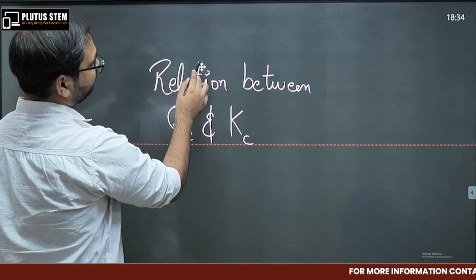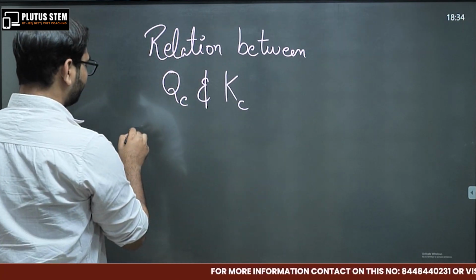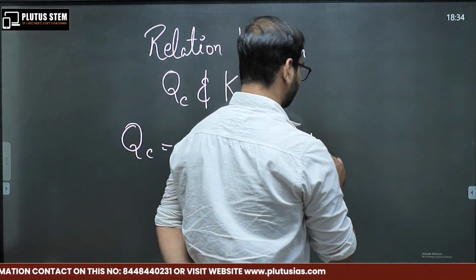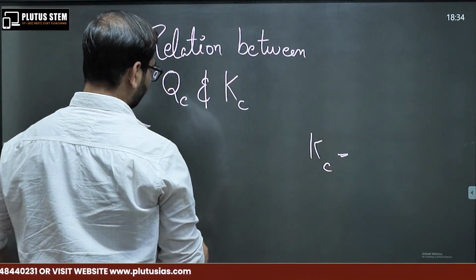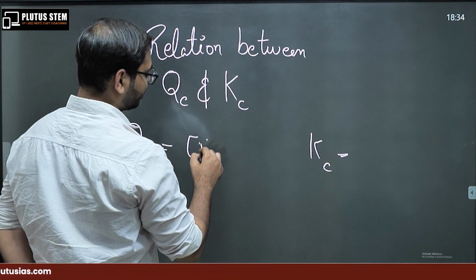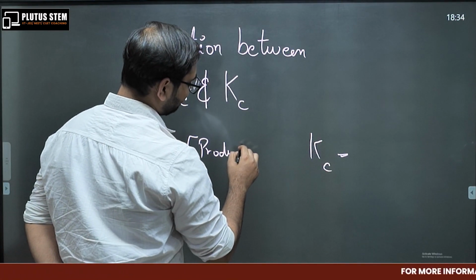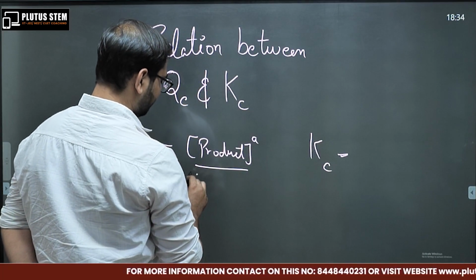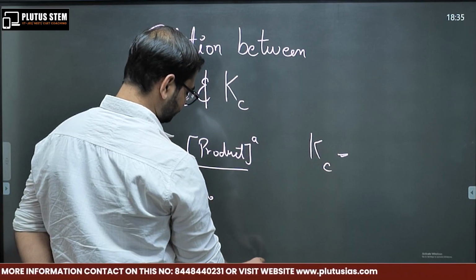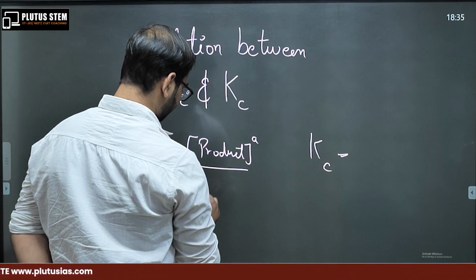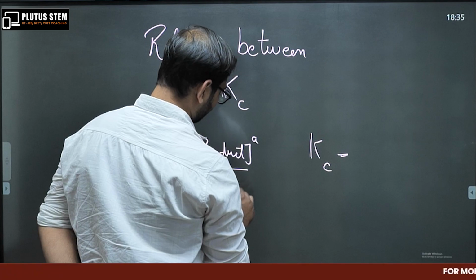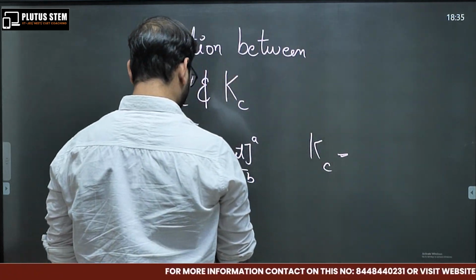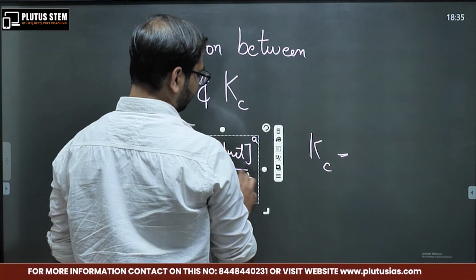Now, in terms of formula, Qc is represented in the exact same way as your equilibrium constant Kc is written. Qc is usually written as concentration of product power raised to its stoichiometry divided by concentration of reactant power raised to its stoichiometry, while Kc is also represented in the exact same manner.